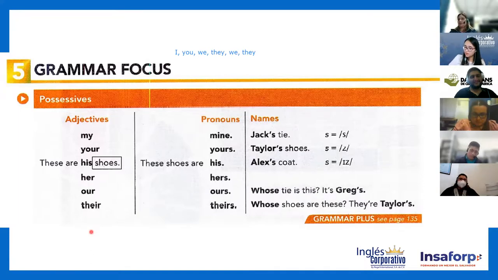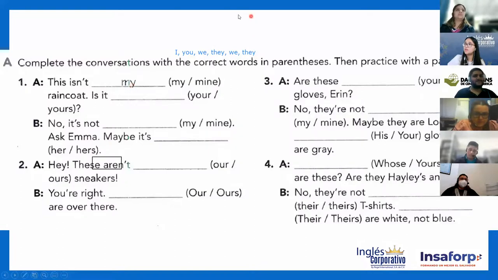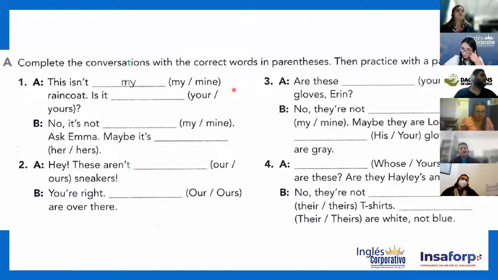Okay, any other question, guys? No questions? Okay, we're going to practice with some exercises, right? So you're going to help me with this. Can you help me with the first one, Gustavo? Can you read the exercise and help me? Complete the conversation with the correct word in parentheses, then practice with a partner. Letter A, number one. This isn't my raincoat.